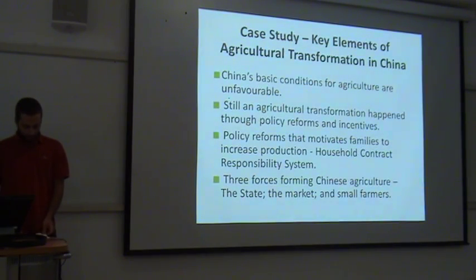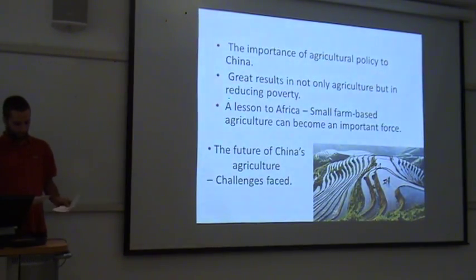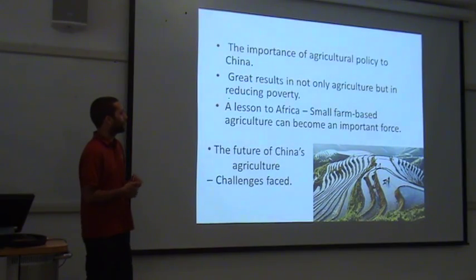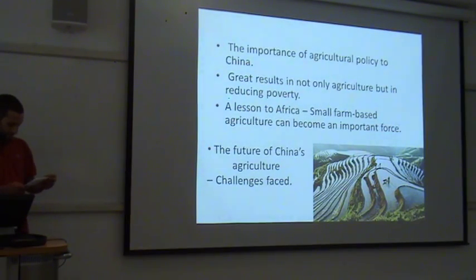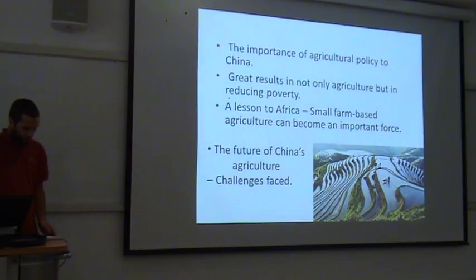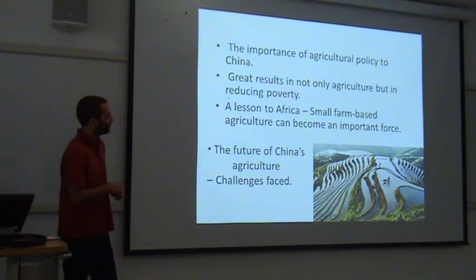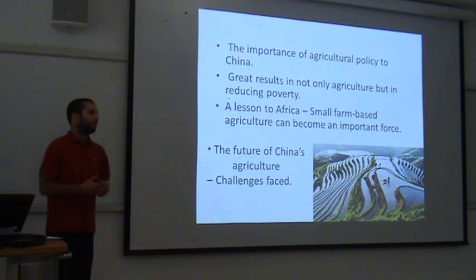Let's conclude now with a China lesson for Africa, because Africa has small farm-based agriculture, and the lesson from China is that it can become an important force. In 1978 China introduced the household contract responsibility system, when they started to give small plots of land to farmers, and this was tied with a lot of policies and help from the government.